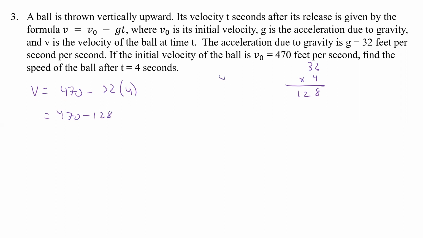Well, 470 minus 128. Well, here we'll borrow, that's a 6. That's 10 minus 8 is 2. 6 minus 2 is 4. 4 minus 1 is 3. And so that's going to be equal to 342. And again, we're back to the velocity, so that's going to be feet per second. Okay? So that would be our velocity after 4 seconds of throwing the ball upward.